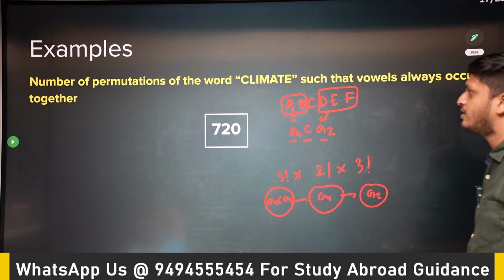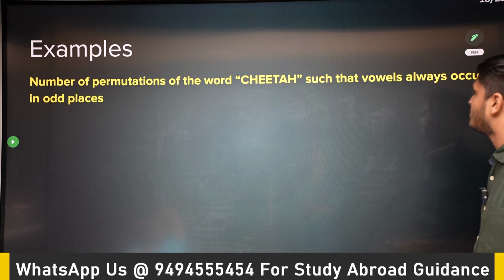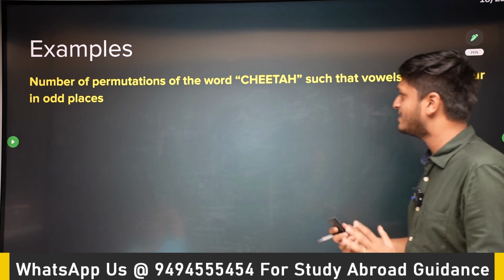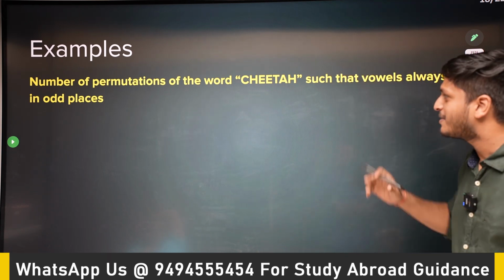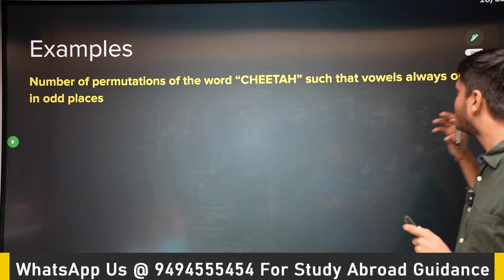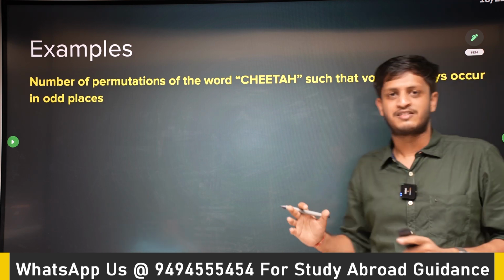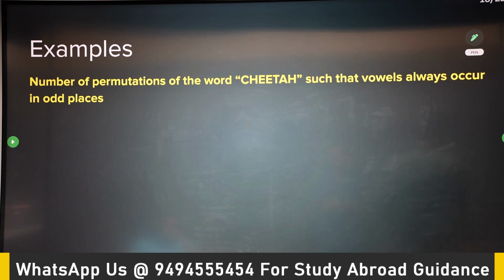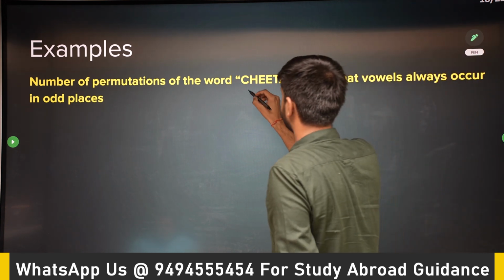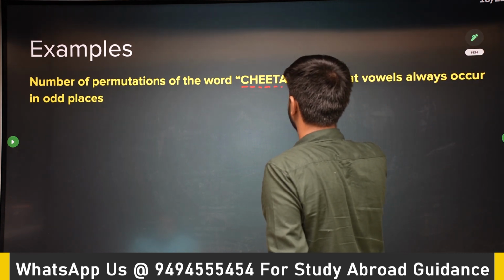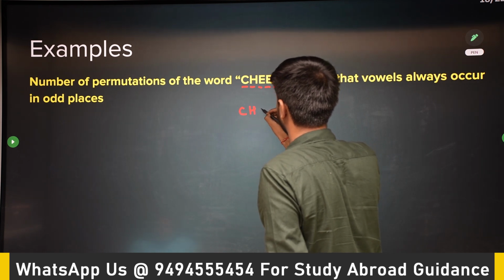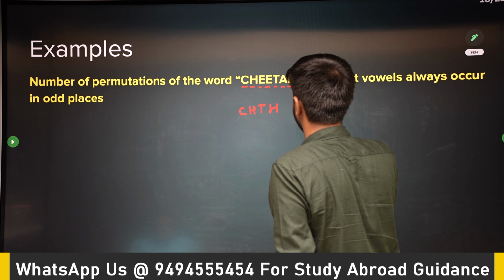So this is one type of problem. Now, adding everything, this is the most complicated problem that can come. The number of permutations of the word cheetah such that the vowels always come in odd places. Again, think about it, take some time, and firstly observe the word. It contains 7 letters, with 3 vowels and 4 consonants. So let's put all the consonants here, and we have 3 vowels.